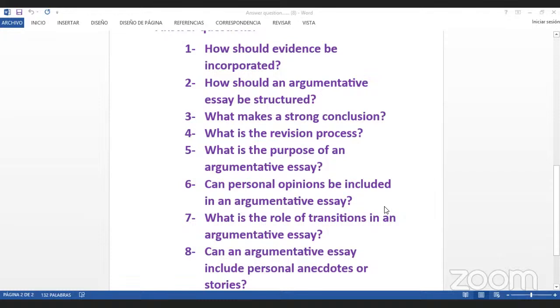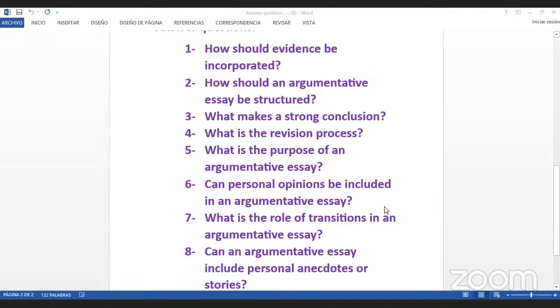Number 6, can personal opinion be included in an argumentative essay? Okay, personal opinions can be included in an argumentative essay, but it is crucial to support them with evidence and logical reasoning. So the focus should be on presenting a well-constructed argument based on facts and persuasive elements rather than solely relying on personal belief.